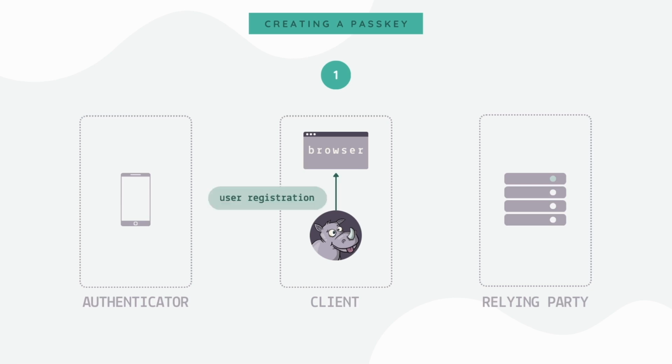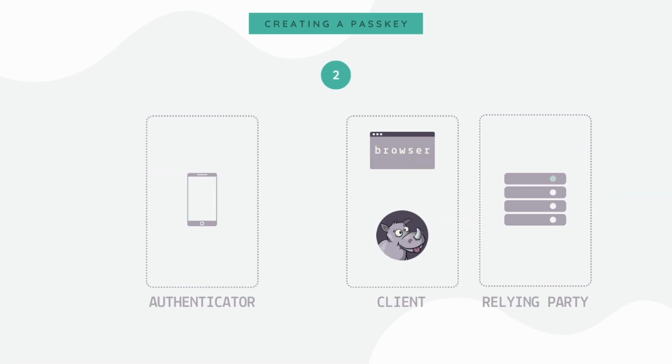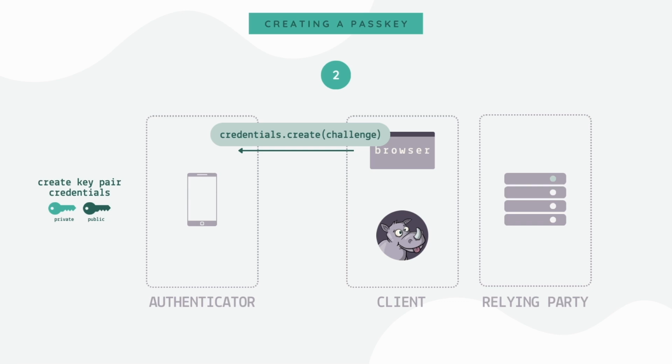First, the user submits the registration form, prompting the client to request a challenge from the relying party. Secondly, the client calls the navigator.credentials.create method. This will prompt the authenticator to use the challenge it receives to create a new credential key pair. The authenticator will pop up a dialog asking the user for verification. In our case, this verification will be done through a fingerprint.